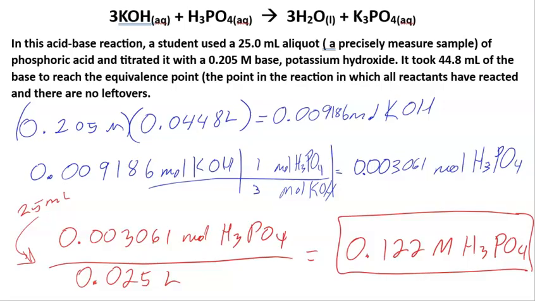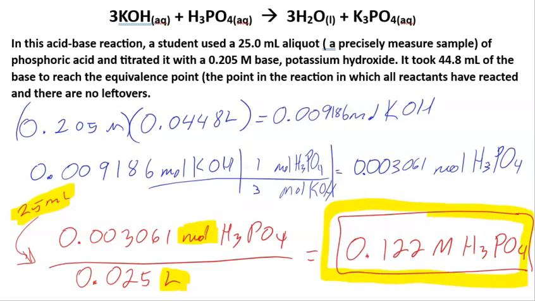Now I'm just going to answer the question, which is, what is the molarity? And we need 2 things for molarity. We need moles and liters. We already saw the moles. Then we go up and they give us 25 milliliters for the total solution of just the acid, and we convert that into liters. And we divide it out and we get our answer of 0.122 molar.